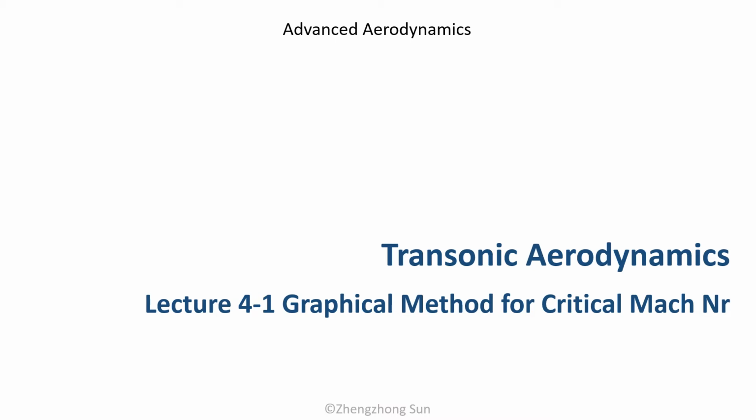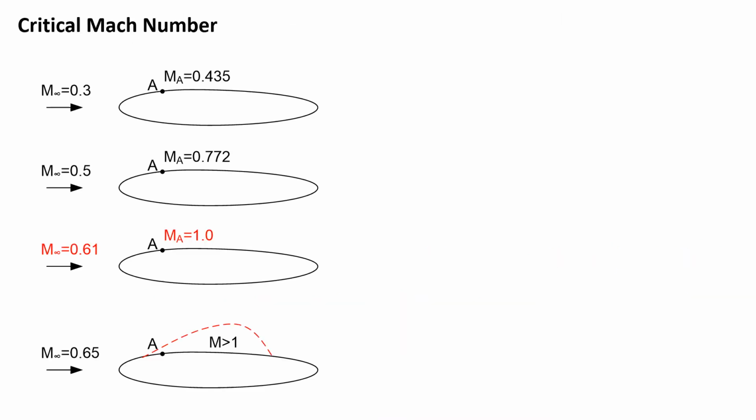In this mini lecture, we will try to explain how to calculate the critical Mach number by using the graphical method. So let's see what the so-called graphical method is. We've seen this kind of plot earlier when we introduced the critical Mach number, and we know that when the free stream Mach number is 0.61, a single point A has a sonic speed over the airfoil, which is Mach 1.0.